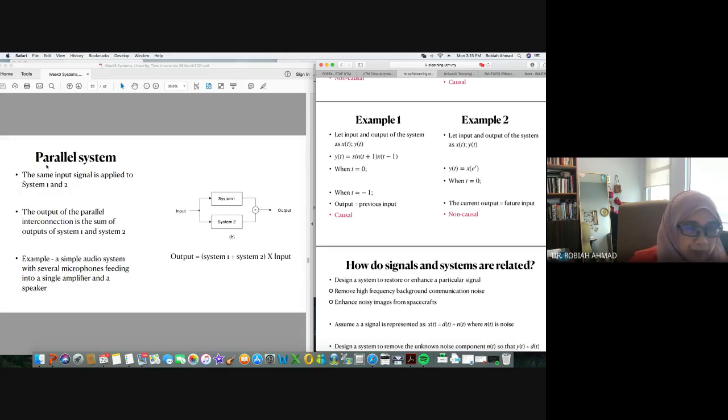Parallel. Okay, in parallel we have X going into system 1 and into system 2. So in this case, kita ada output will be, for example, X system 1 plus X system 2 to give our output. Ataupun if you simplify, system 1 plus system 2 times input. Okay. So that is parallel.